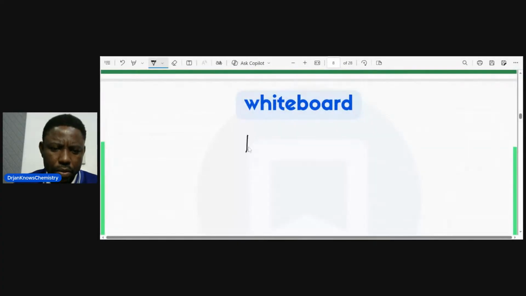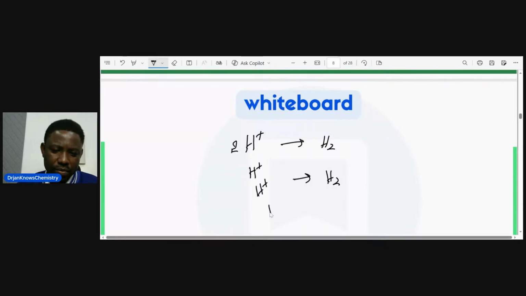H plus to H2. Although we have this one here to make, it just means that we have H plus, we also have H plus. We have so many thousands of it and it produces H2. So you can see that it moves from plus 1 to anything that is not charged, that is alone, is 0. So this is a reduction in oxidation number.